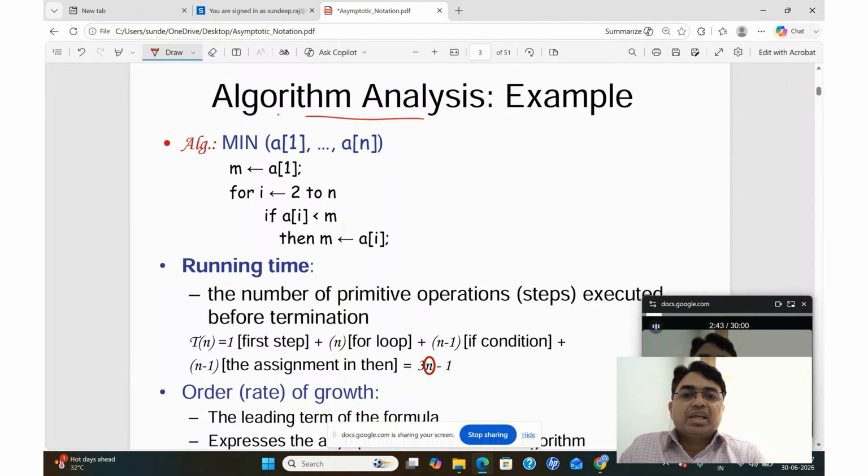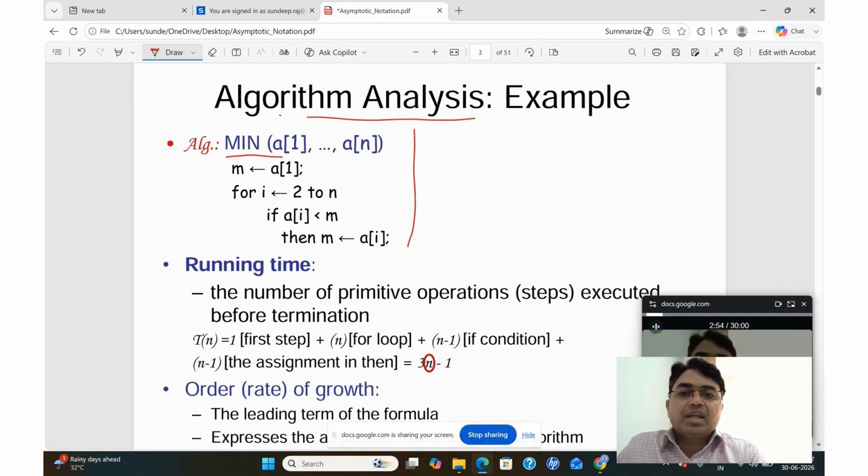We are taking an example. This is the particular algorithm for finding the minimum element for given n elements. If we have an array starting from a1 to an, we have to find the minimum element among the given n elements stored in a particular array.